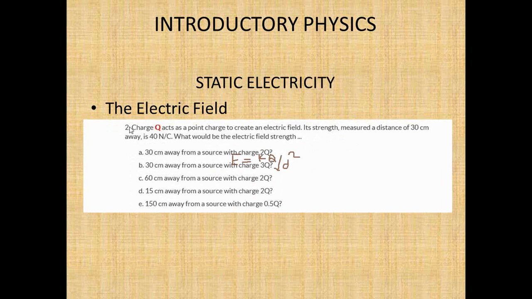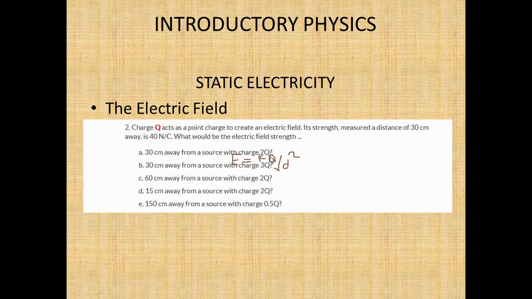All right, so charge Q acts as a point charge to create an electric field. So you have an object which has charge Q. Its strength is measured at 30 centimeters away again. So you put a test charge in the field to test it. You're testing the source charge, and the strength is 40 newtons per coulomb at 30 centimeters away. What would be the field strength 30 centimeters away if you double the charge?